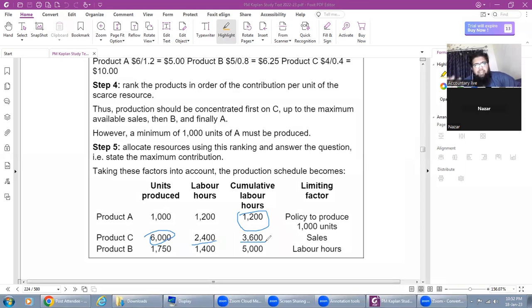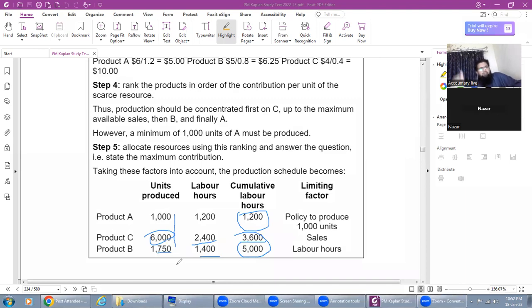Still we have some hours more, because total hours we have is 5,000 and total consumed in products A and C is 3,600. So we will produce only 1,750 units of product B, because we have limited labor hours, that is 1,400. Is it clear to you? Clear. So here the 5,000 labor hours are fully used as per this product mix: 1,000 units of A, C 6,000, and B 1,750.